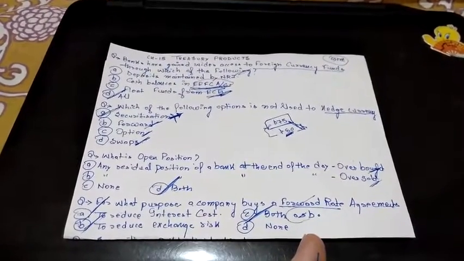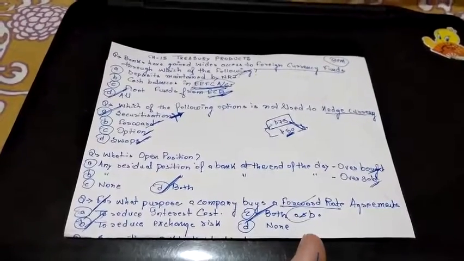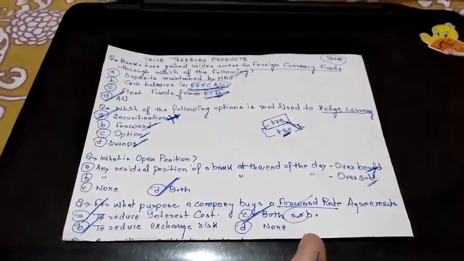Next product is the repo. Under the repo, if the banks need money from the RBI, they can take money with the help of repo.